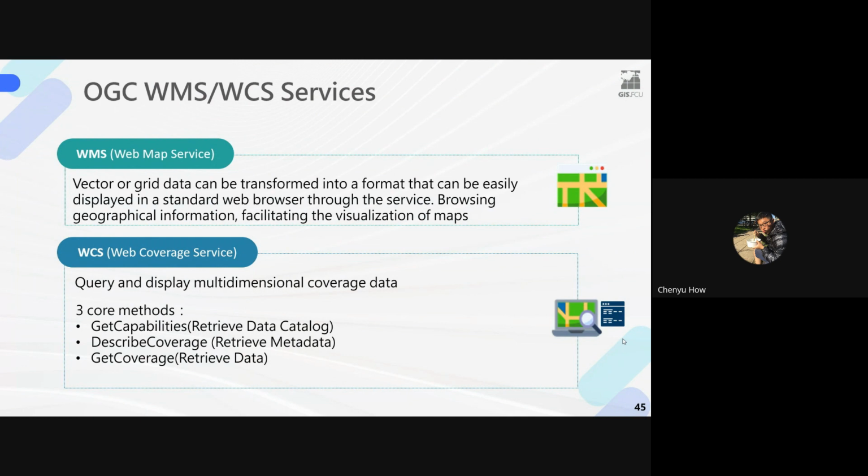And the other service is the WCS. We also implement the WCS to let users query and display multidimensional coverage data, and every standard WCS has at least three core methods: GetCapabilities, to let the user retrieve the data catalog; DescribeCoverage, to retrieve the metadata of a specific coverage; and the GetCoverage operation, which lets the user retrieve the actual data.